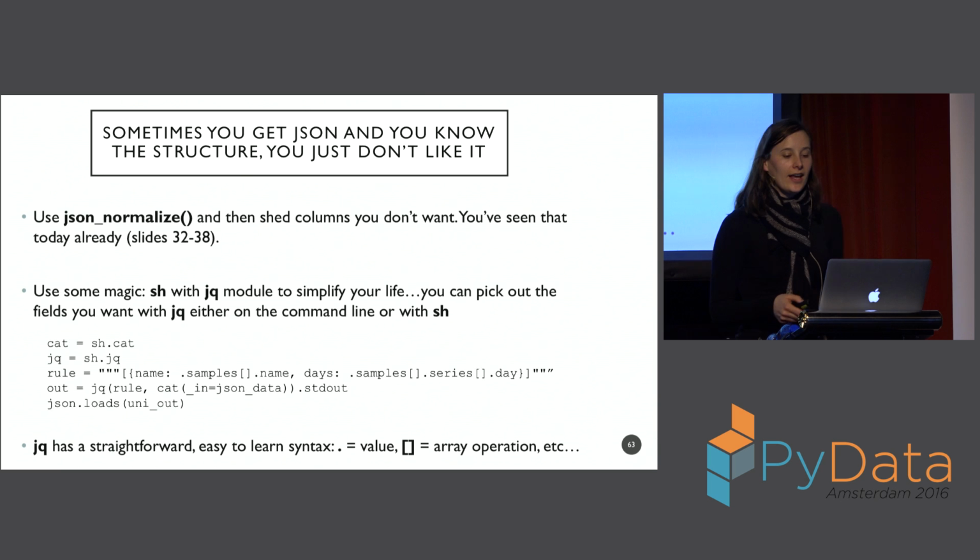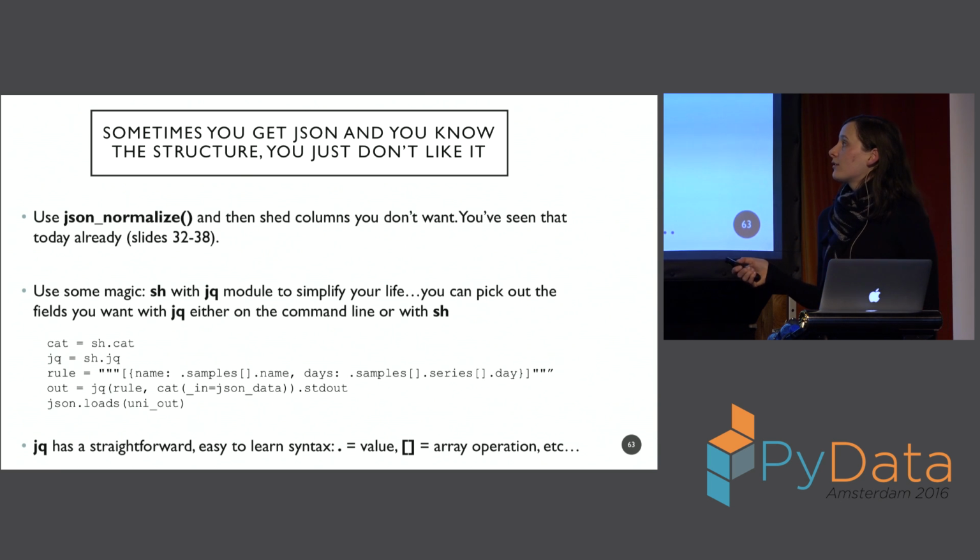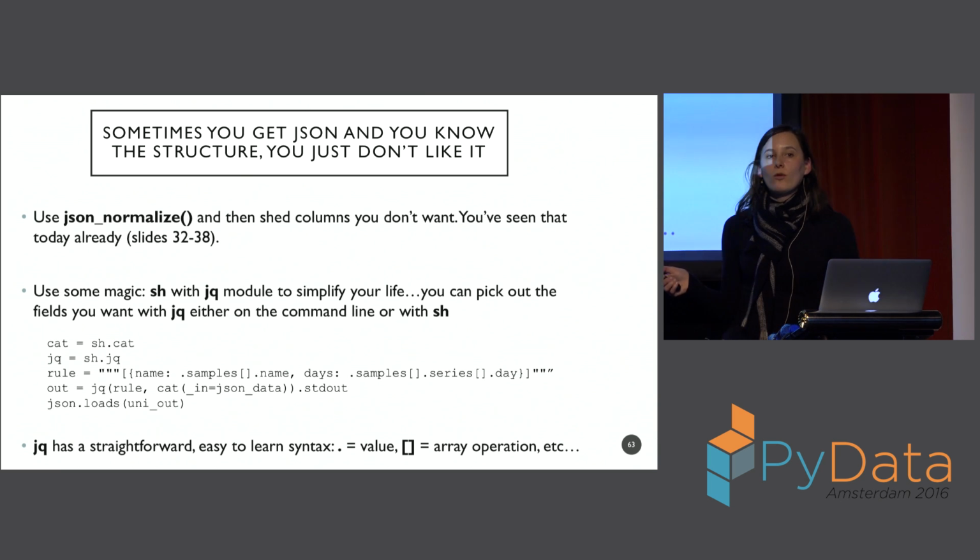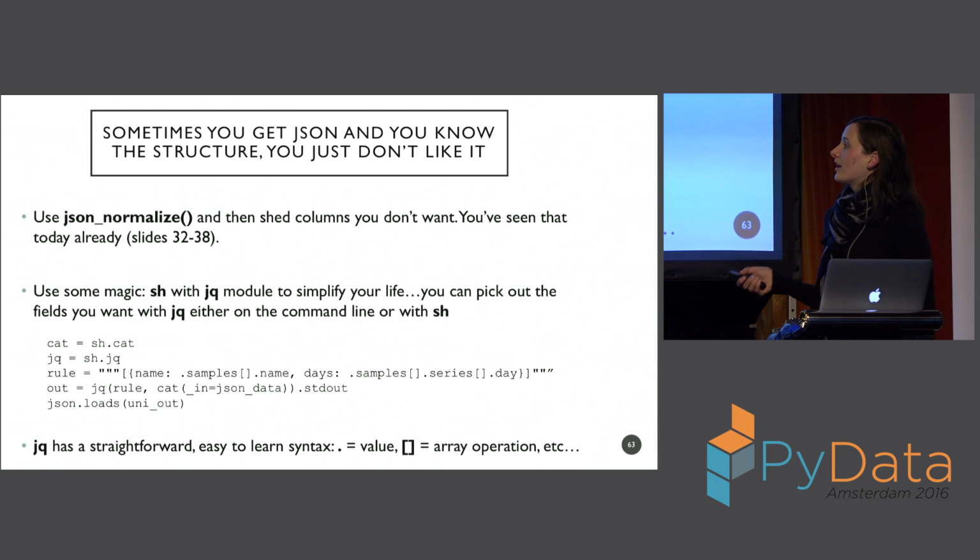Sometimes you get JSON and you don't like the structure, right? So we talked about JSON normalize. That will get you all of the fields. If you don't want all of the fields, there's this really nice package, JQ. Anyone familiar with this? Super fast JSON parsing.